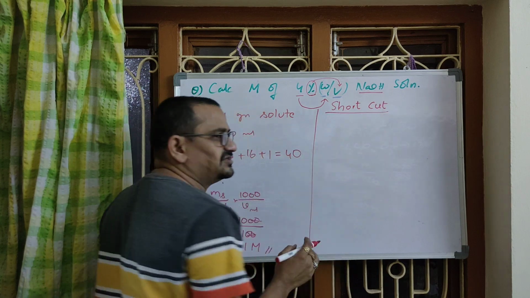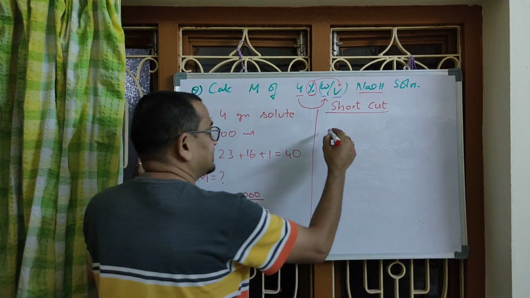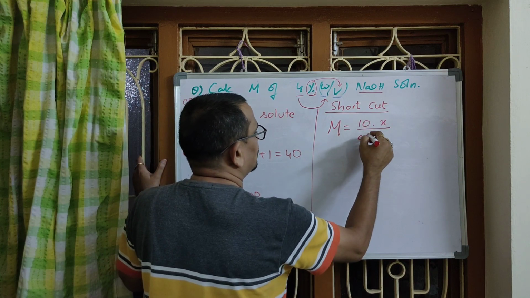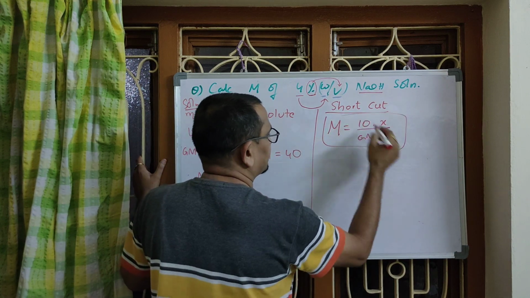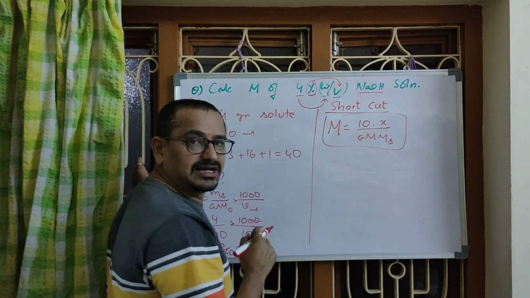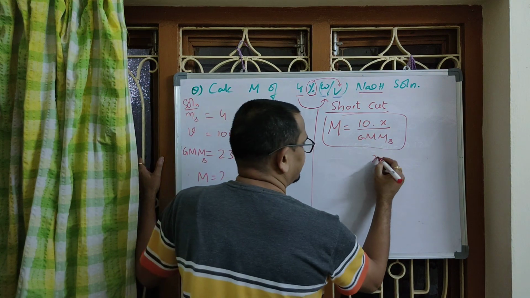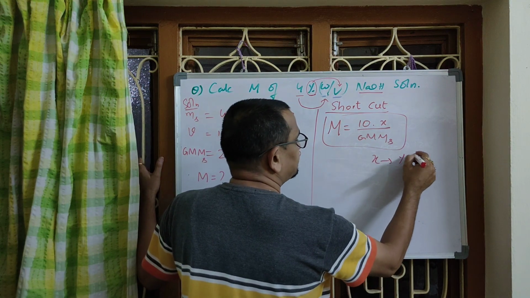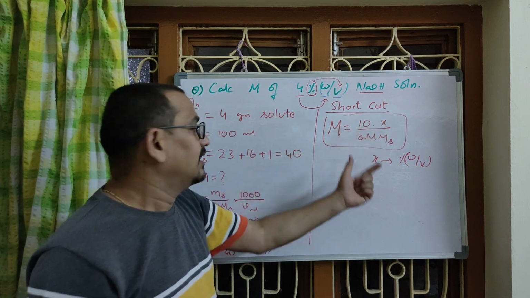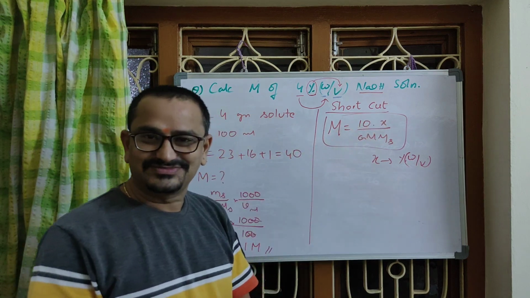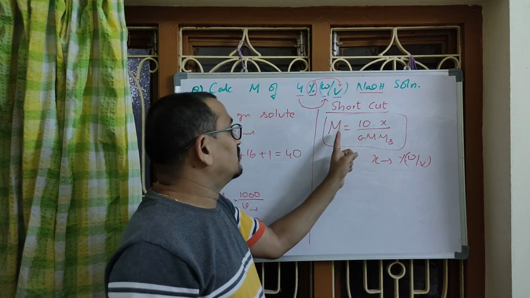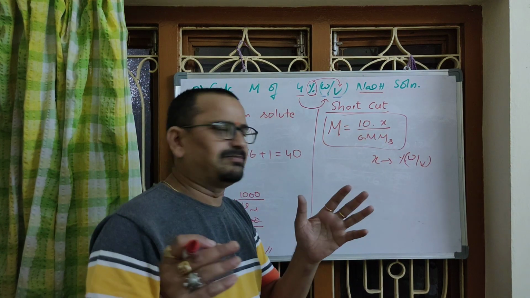That shortcut which helps you a lot is: molarity equals 10 into x by gram molecular mass of solute, where x is percent by volume. Whenever percent by volume of a solution is given, molarity can be calculated in one step using this shortcut.